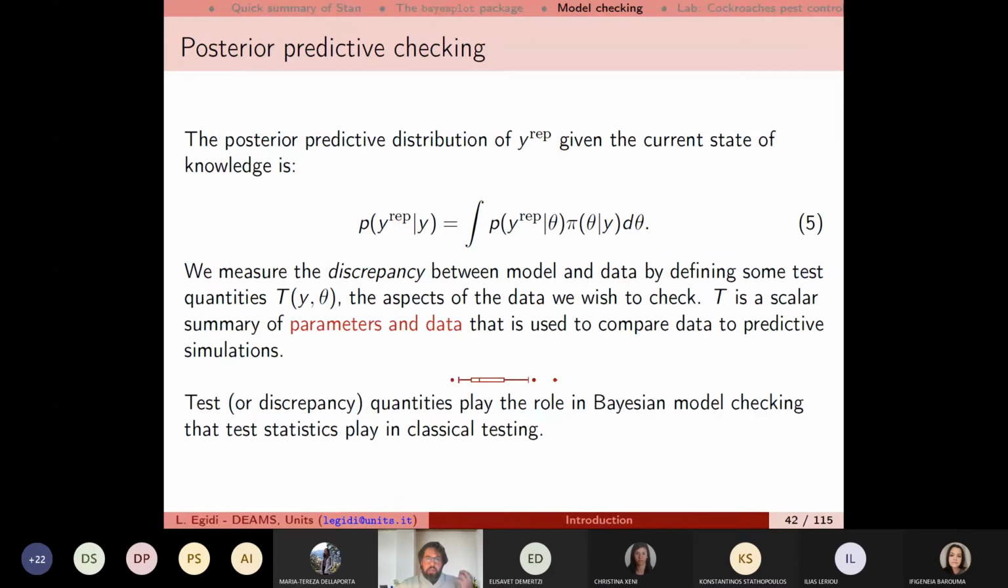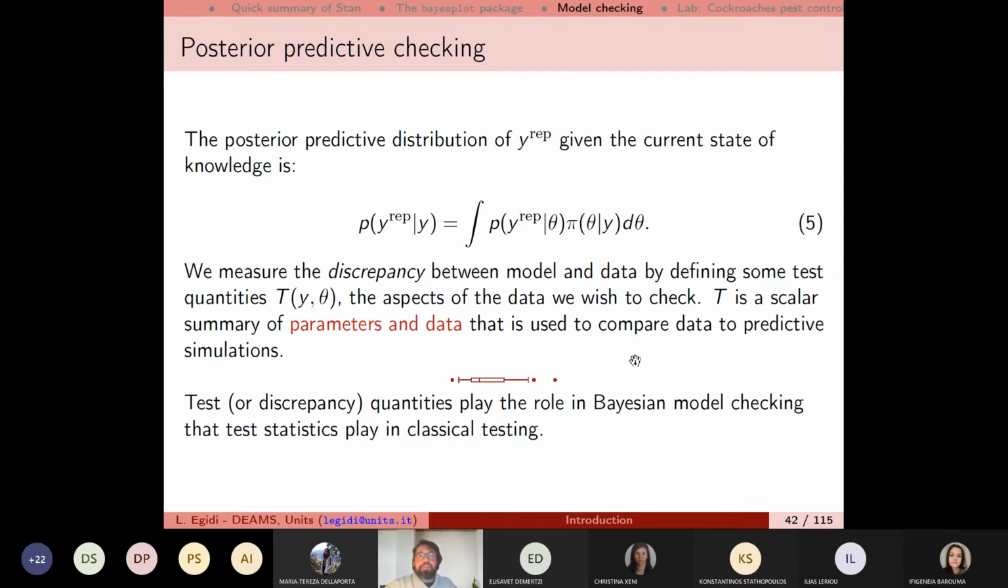The technique is about the posterior predictive distribution of Y_rep. The posterior predictive distribution of Y_rep is defined as the integral of the product between the likelihood for hypothetical replication times the posterior. We measure the discrepancy between model and data, usually by defining some test quantities, which represent the aspects of the data that we wish to check. T is a scalar summary of parameters and data that is used to compare data to predictive simulation.